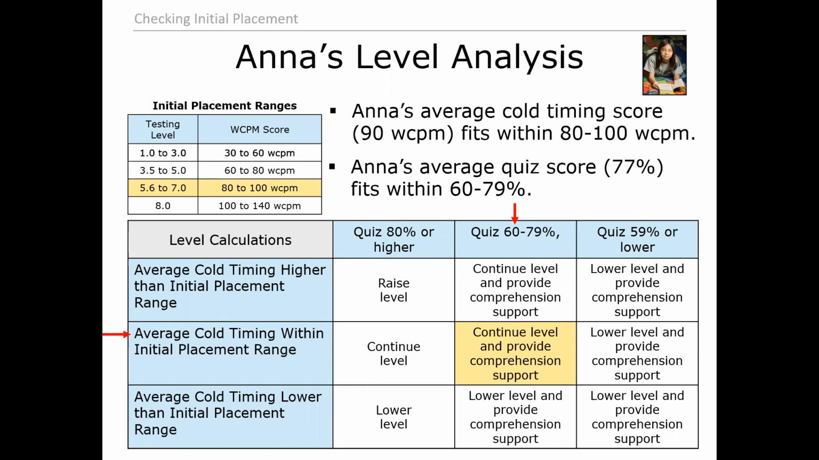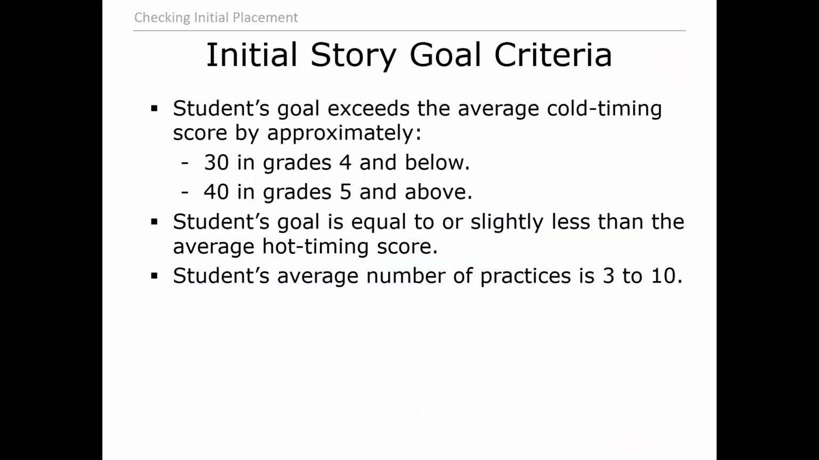So Anna's initial level is correct, as we can see by this table. We want to keep her going in the level that she's in. This table is available on our website, and I'm going to direct you to it in just a minute. But first, we're going to talk about Anna's goal and how to adjust that if needed, okay? In order for us to know whether or not she has the right goal, we need to know what it is we're looking for, right?